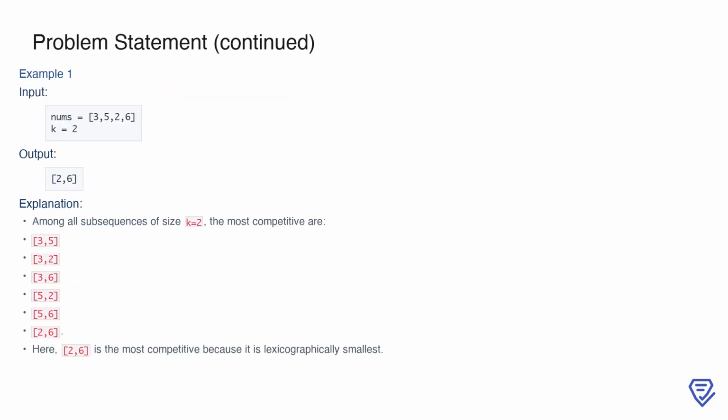To understand this better, let's take the first example. Here, the input array is nums equals [3, 5, 2, 6], and k equals 2. Our task is to find the most competitive subsequence of size 2. If we list all possible subsequences of size 2, we get [3, 5], [3, 2], [3, 6], [5, 2], [5, 6], and [2, 6]. Among these, [2, 6] is the most competitive subsequence because it is lexicographically smallest. This means when comparing these options, [2, 6] comes first in dictionary-like order. So, the output for this example is [2, 6].